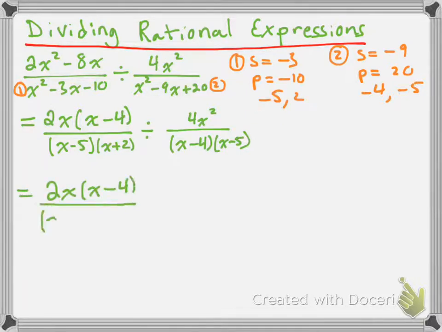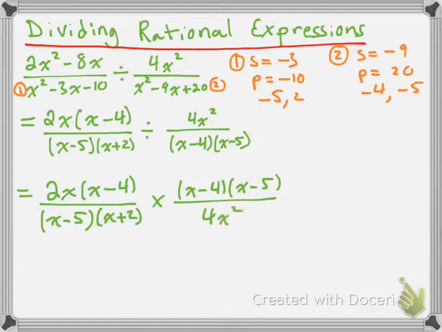The first expression is going to be the same, 2x times x minus 4 over x minus 5 times x plus 2. But this time we're going to multiply by the reciprocal of the second expression, which is x minus 4 times x minus 5 over 4x squared. So we just flipped it. At this point we have a multiplying rational expressions problem, and we've already got everything factored, so all we need to do is start canceling out common factors wherever possible.